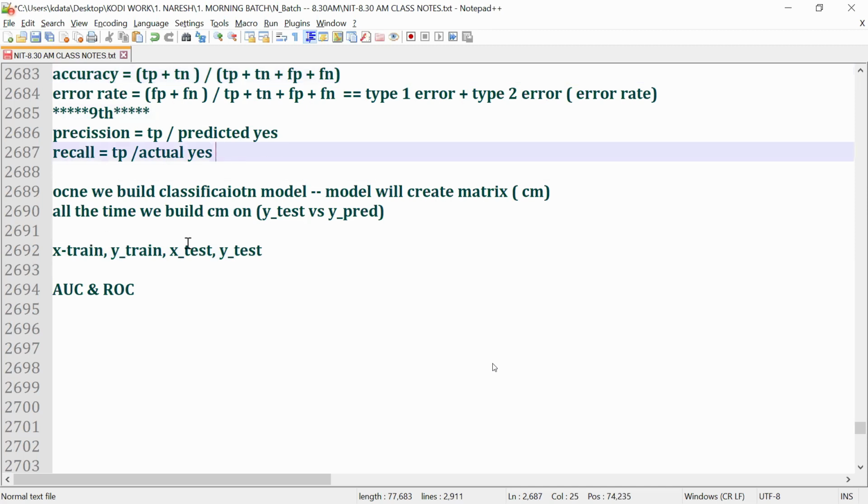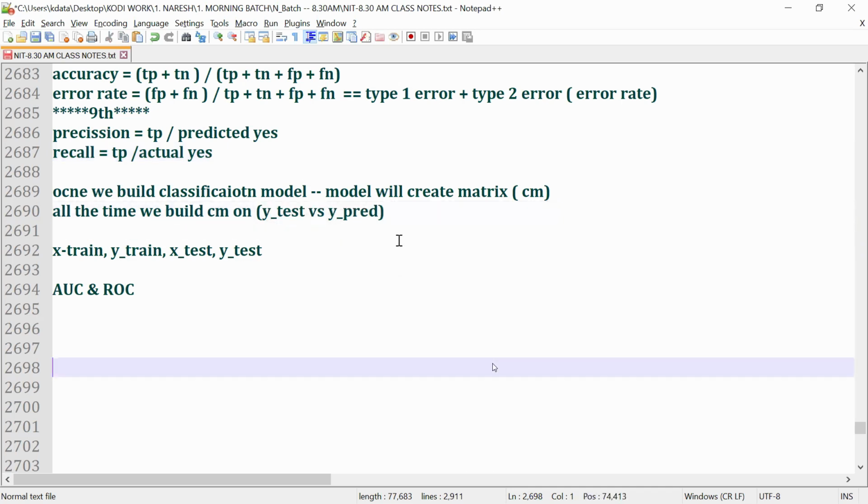Recall is TP by actual yes. Once we build a classification model, it will generate the matrix table, and that's what we're going to build practically tomorrow. And then all the time we build the confusion matrix on Y test versus Y pred. Understand, guys? We compare in regression also Y test versus Y predictions. Are we compare or not?